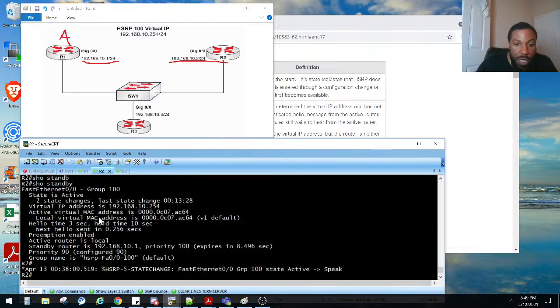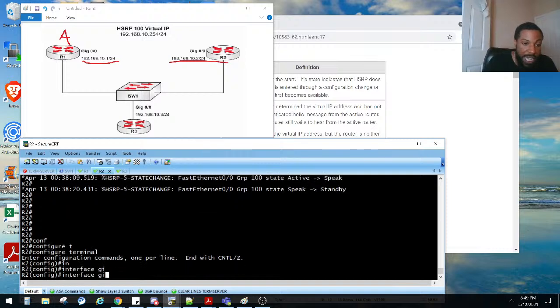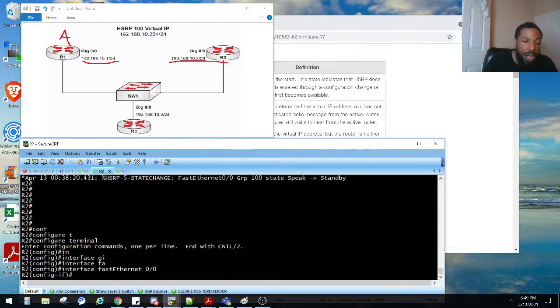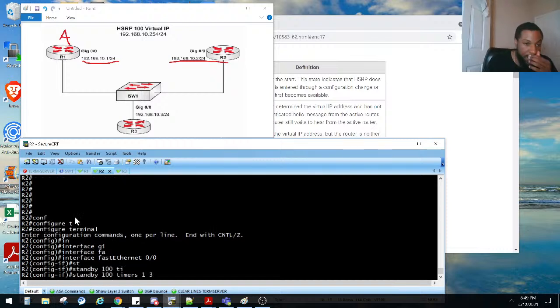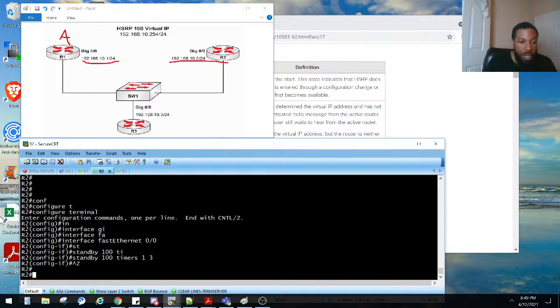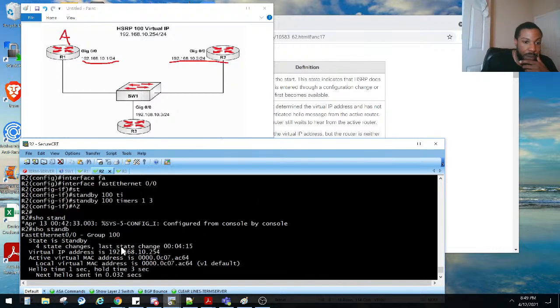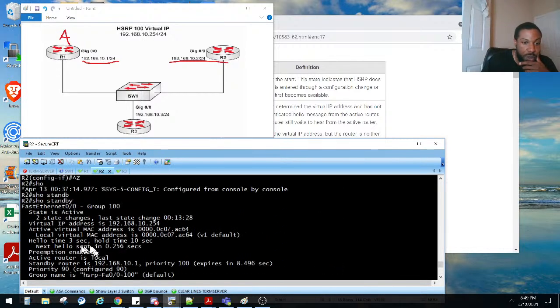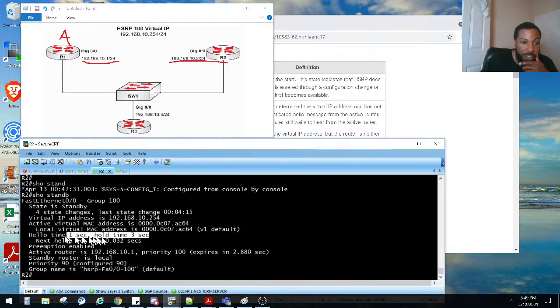Router 2. Let's change his timers. Interface Fa0/0. We said standby 100, timers 1 and 3, right? Is that what we said? And then we do a show standby and see what we got now. Last time we said it was every 3 and 10. Now we set it to every 1 and 3, right?